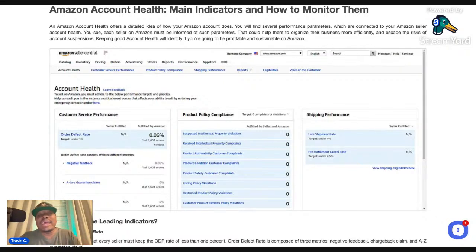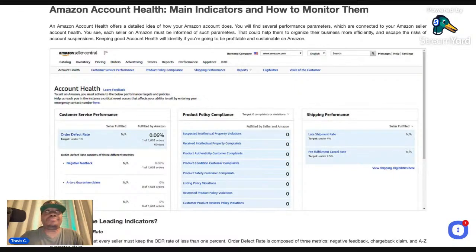All right, so the next part of customer service performance is A to Z claims, right? A to Z Guarantee claims. What are they? How do they affect your business? And why are they essential or important to understand?